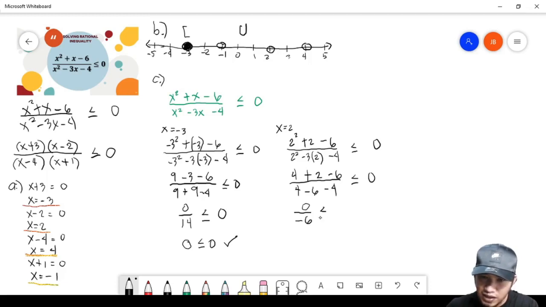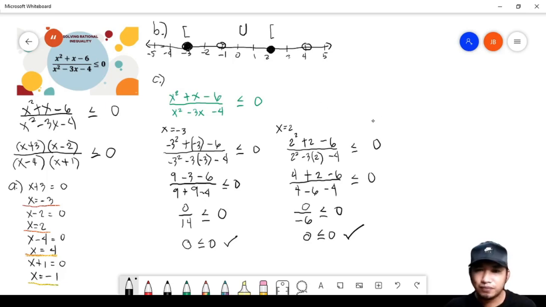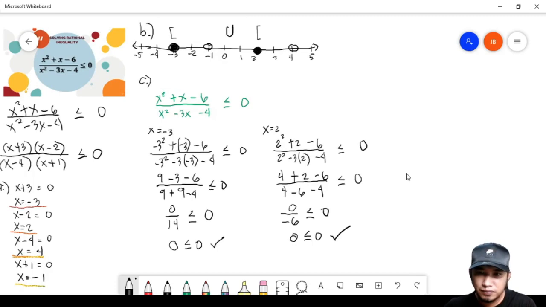Negative 6 is less than or equal to 0. Any number that has a numerator of 0 is 0. It's less than or equal to 0. And that is still true. So at x is equal to 2, this is true again. We will shade that, and that is an open bracket again. Okay. So next is, ayan. Ano yung value? Isang value ni x na naman. At 4. 4 naman.